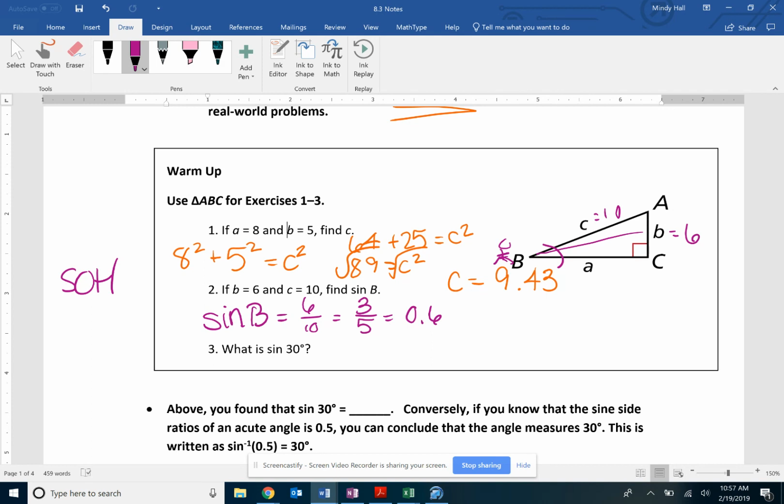And then sine of 30, that's where you get to use your handy calculator. Make sure it's in degrees before we really get too started. It is 0.5.